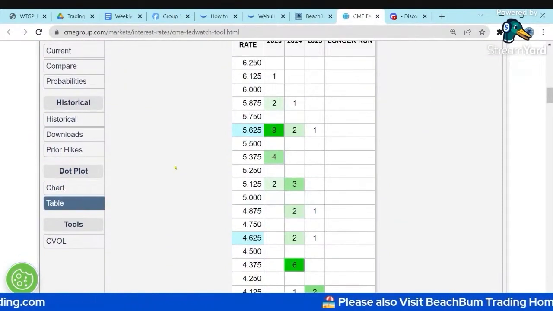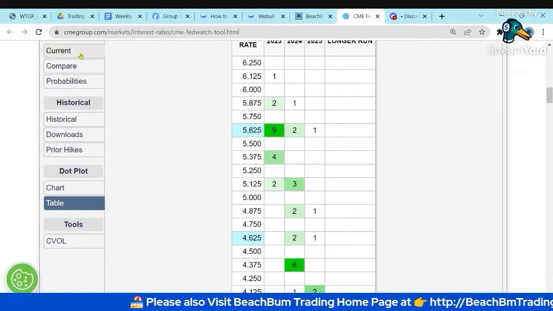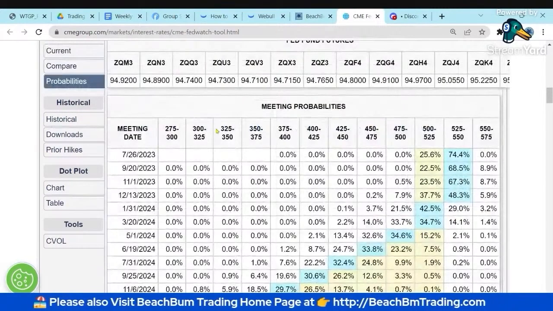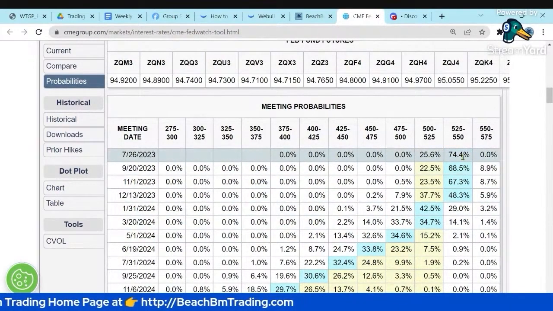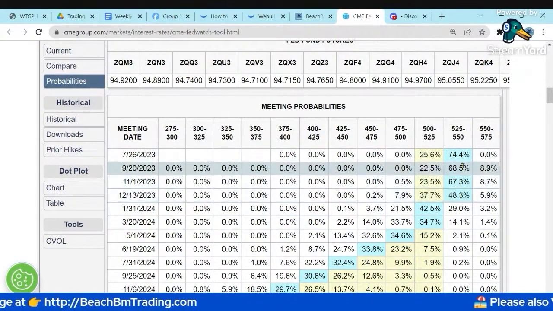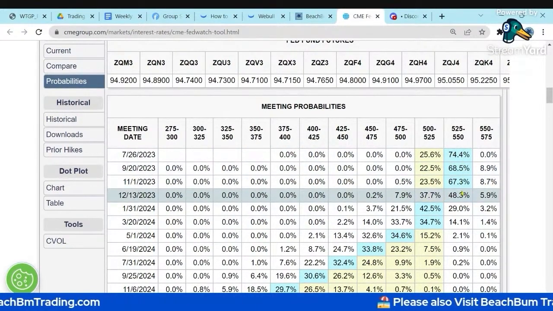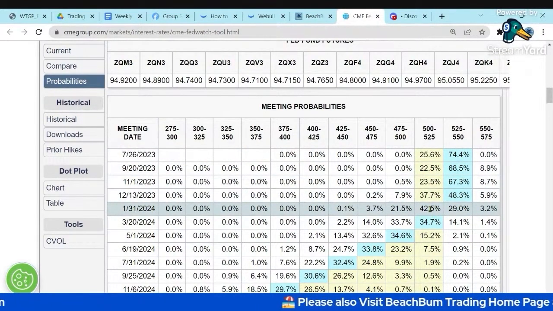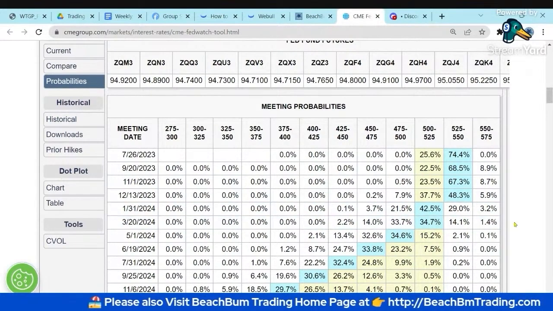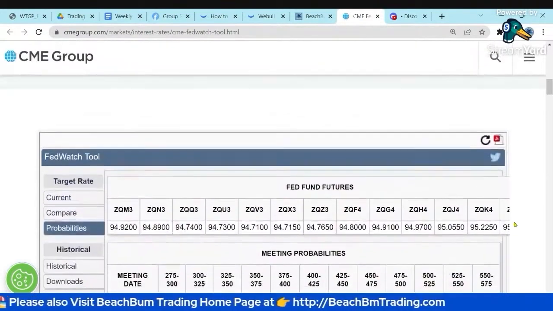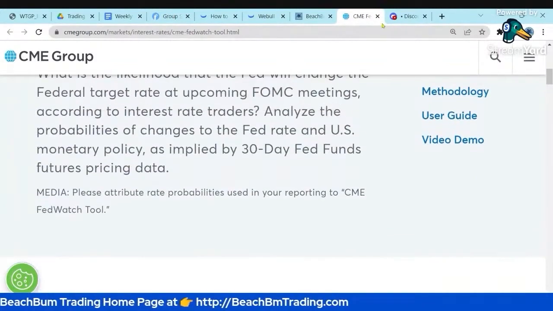So again, I hope that helps. And again, you can explore this in more detail, look at the probabilities in the table as well. Here's the meeting date. So again, it's pretty steady up until December, and then the probability they're talking about a drop. So I hope that helps.